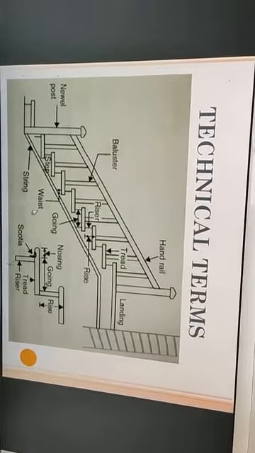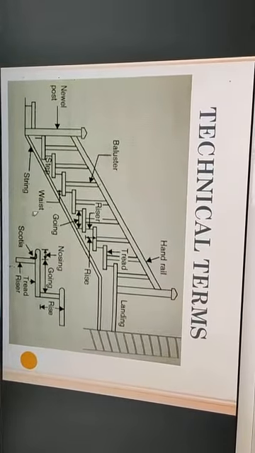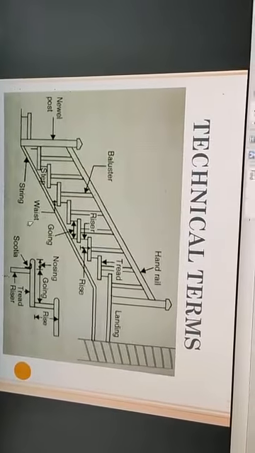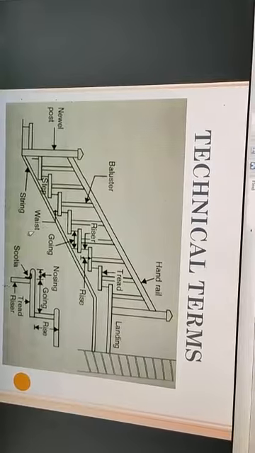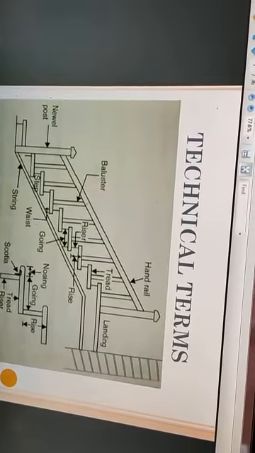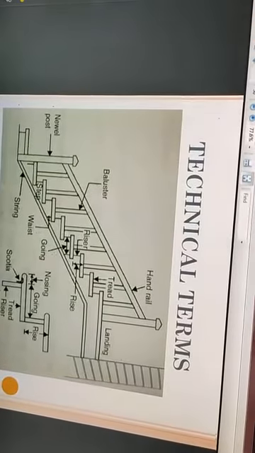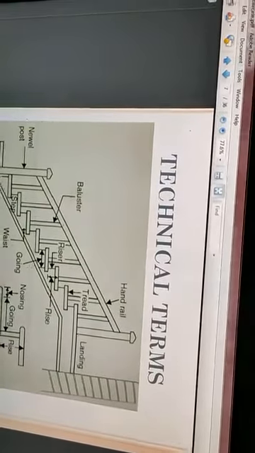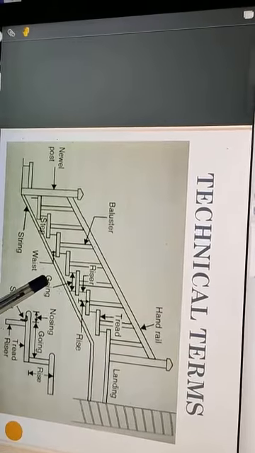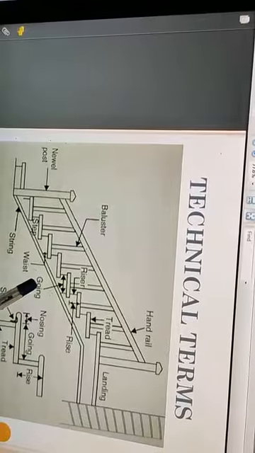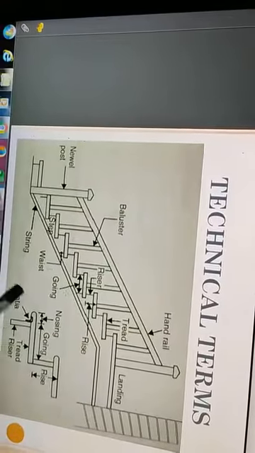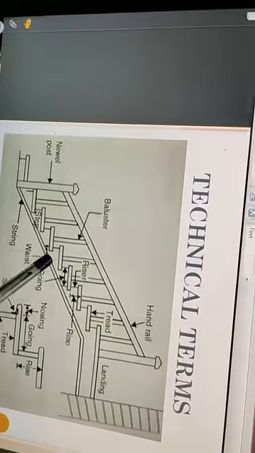Now, some technical terms we should know. This is a pictorial view of a staircase. You can see these are the steps. This is the step. What is a step? It is a portion of stair which permits ascent or descent. A stair is composed of a set of steps, and this is the tread, right?